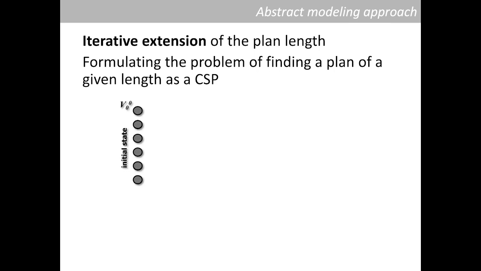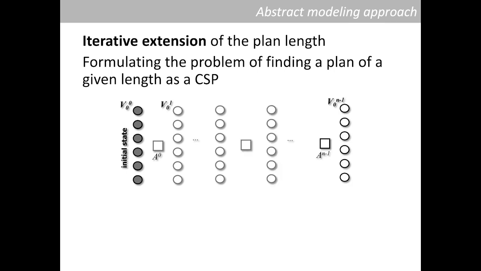So we will have a set of variables describing the state. We know the values of these variables in the initial state because we know the initial state. Then we have an action variable describing which action is applicable. And we have a set of variables describing the next state. In this case, we don't know the values of them yet. And we can do this for all the layers. And for the last layer, which we suppose to be the goal state, we can set the values of the state variables that we know from the description of the goal state.